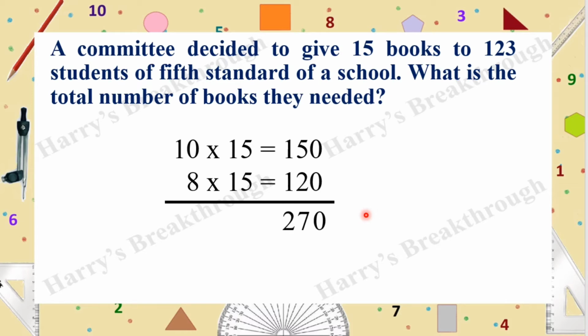So the total number of books for 18 students is 270. First, let's find the number of books for 10 students, then the number of books for 8 students, then add these two numbers.